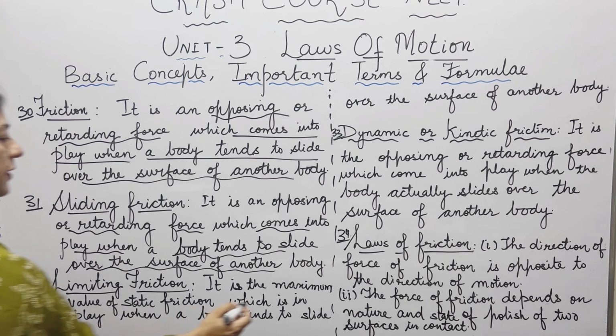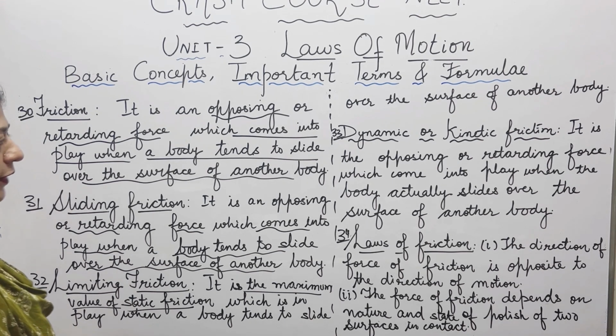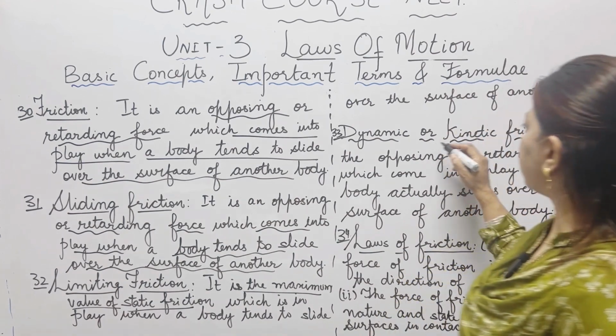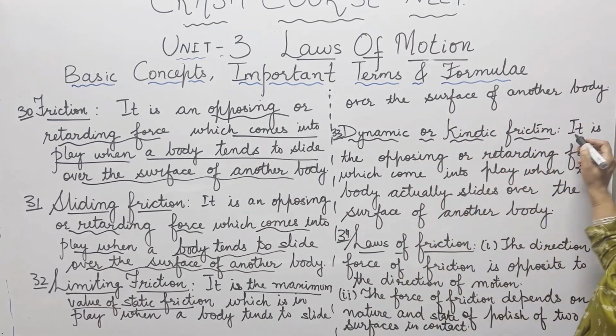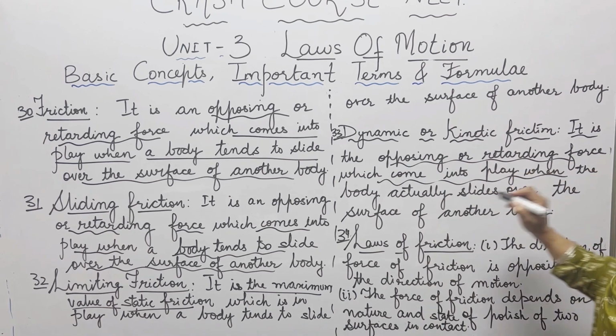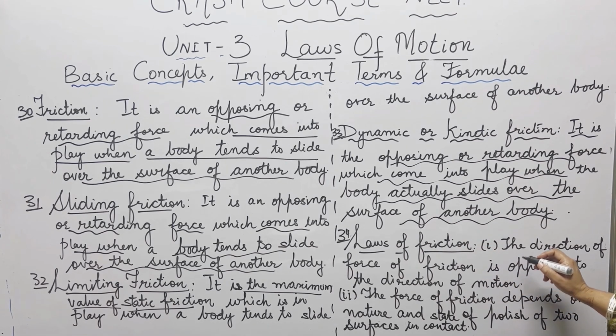It is the maximum value of static friction which is in play when a body tends to slide over the surface of another body. Dynamic or kinetic friction is the opposing or retarding force which comes into play when the body actually slides over the surface of another body. The next point is about the laws of friction.